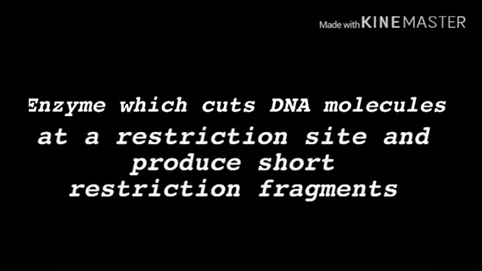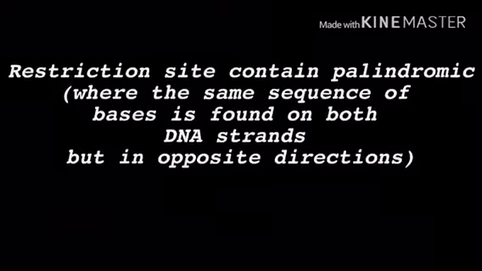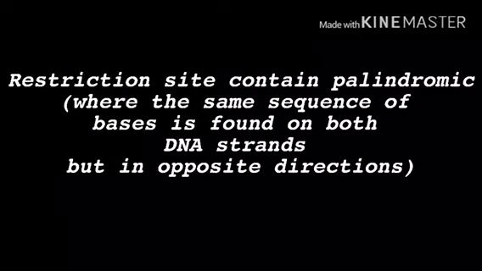A restriction enzyme cuts DNA molecules at a restriction site and produces short restriction fragments. A restriction site is the short base pair sequence recognized by a particular restriction enzyme. Restriction sites contain palindromes, where the same sequence of bases is found on both DNA strands but in opposite direction.